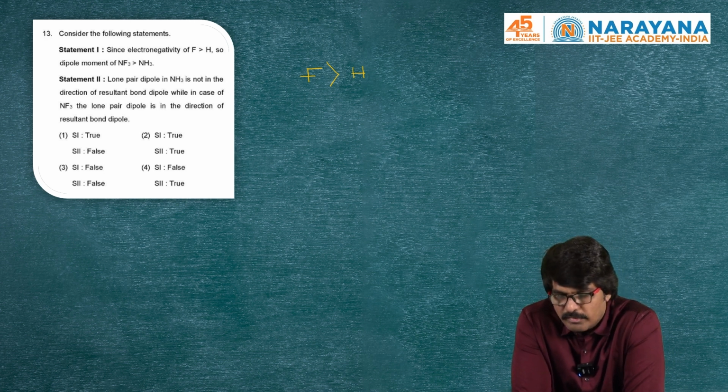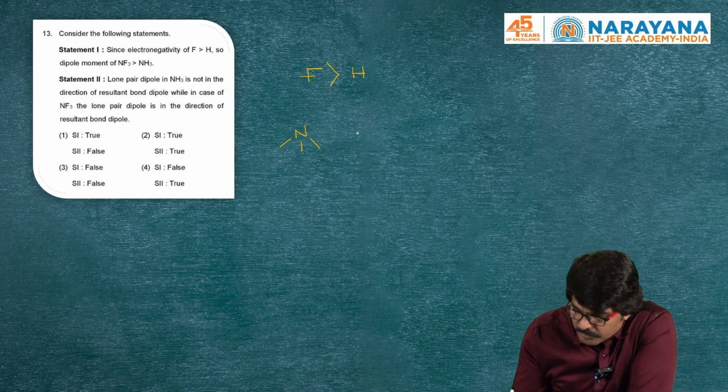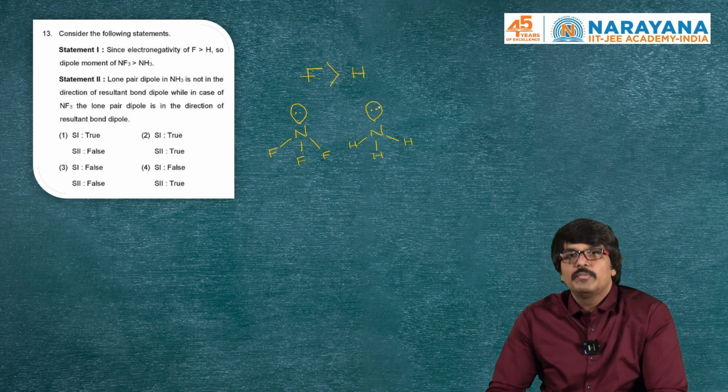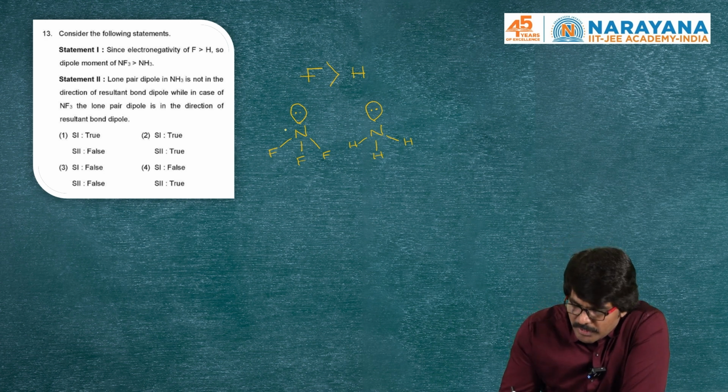So the dipole moment of NF3 is greater than NH3. But the first part of the statement is correct. But he is comparing the dipole moment values of NH3 and NF3, and here both are pyramidal molecules. In order to compare the dipole moment, we have to see the bond moment. Nitrogen and fluorine: fluorine is more electronegative, therefore the bond moment is towards fluorine.